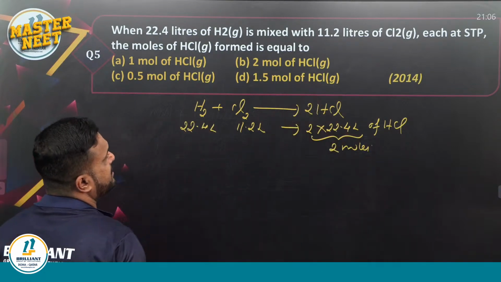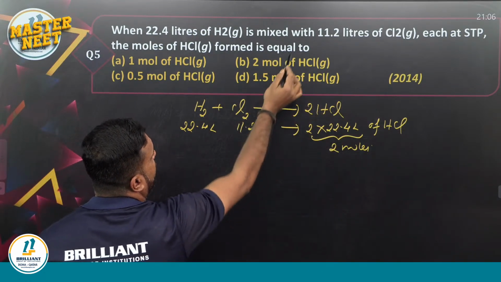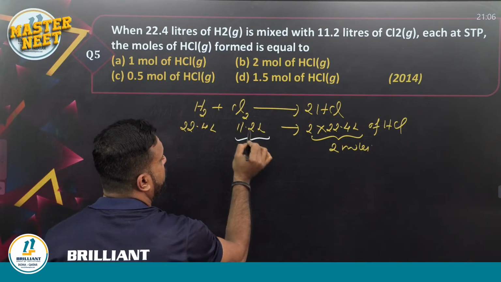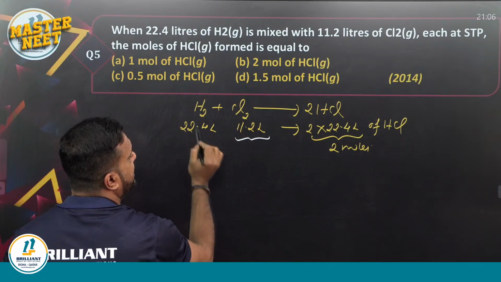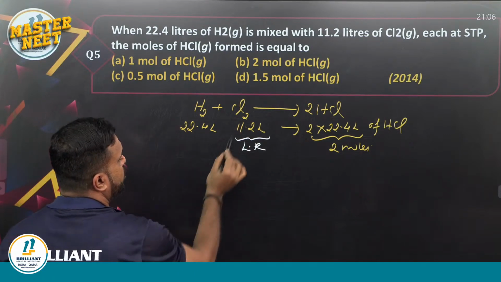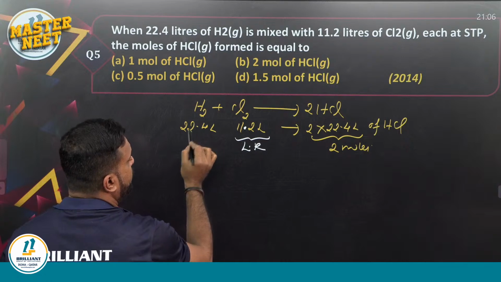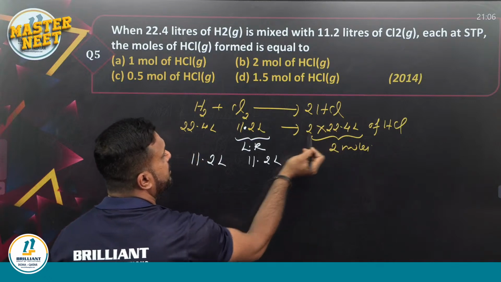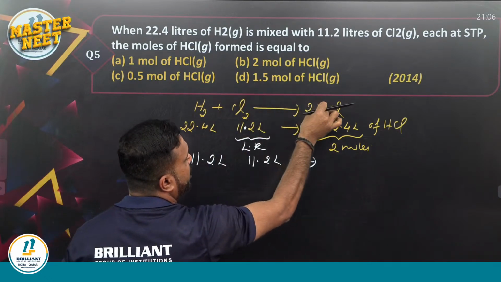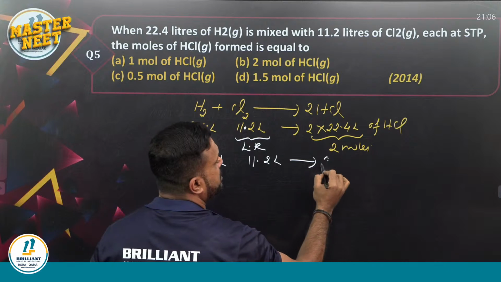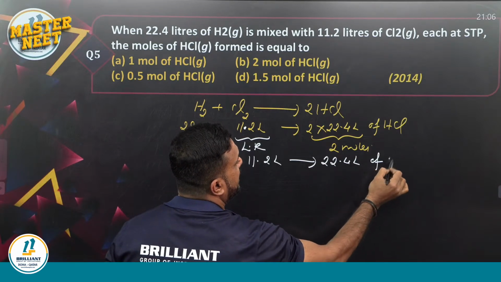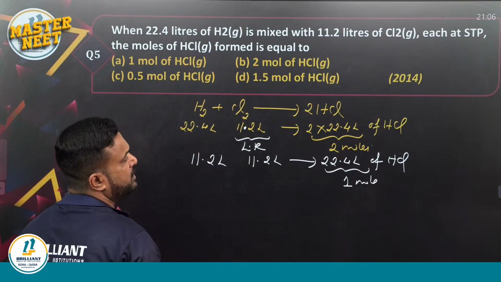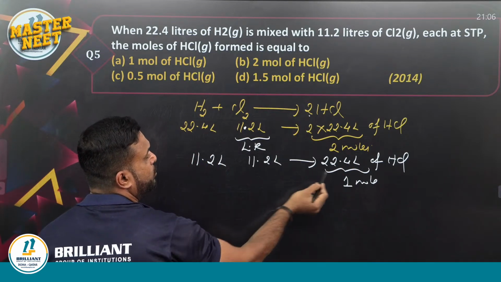So what is the question asking? How many moles of HCl will form if 11.2 liter of chlorine is used? How will the limiting reagent work over here? 11.2 liter of chlorine can take only 11.2 liter of hydrogen, which means chlorine is the limiting reagent. So here it is 11.2 liter, here it is 11.2 liter. That will produce double, because 1 mole hydrogen, 1 mole chlorine, gives 2 moles HCl. 11.2 liter will produce 22.4 liter of HCl. That means 1 mole, because 2 into 22.4 is 2 moles. 11.2 liter is 1 mole.